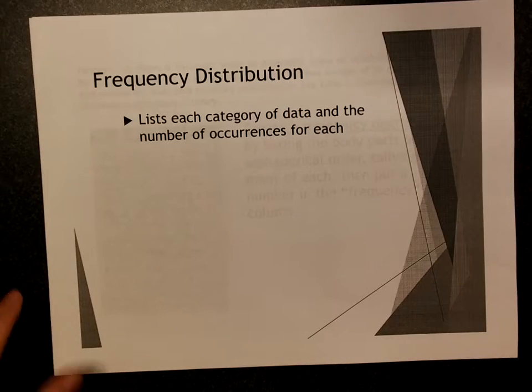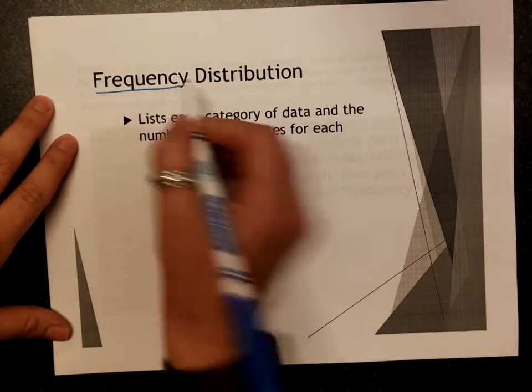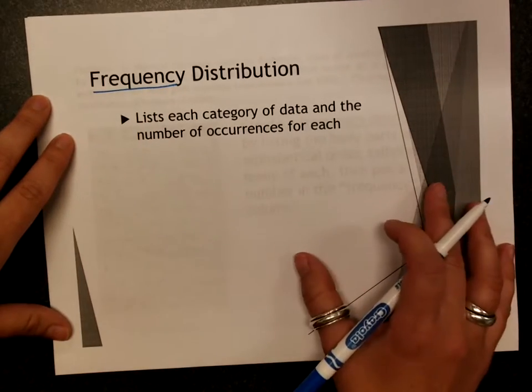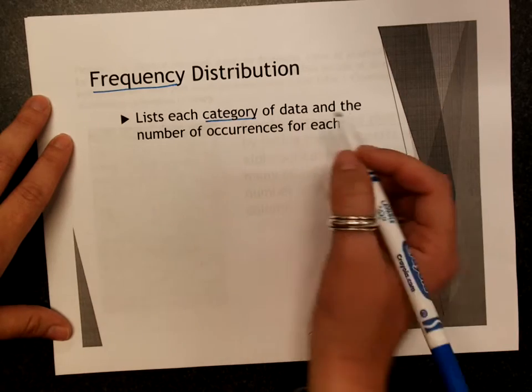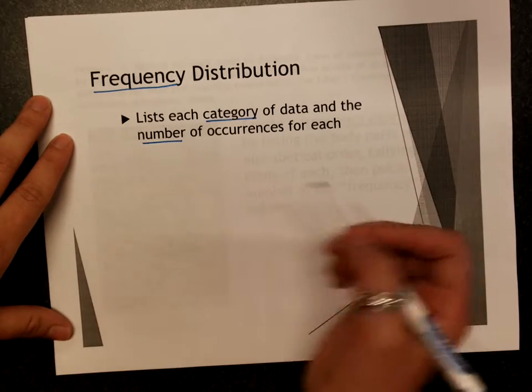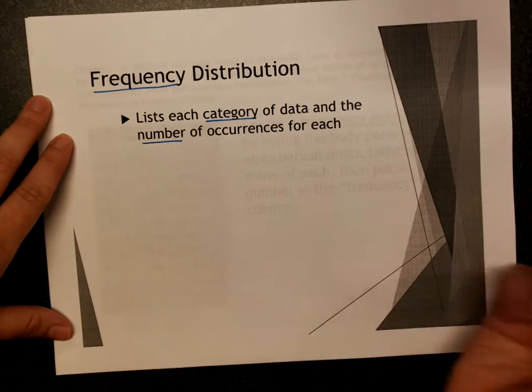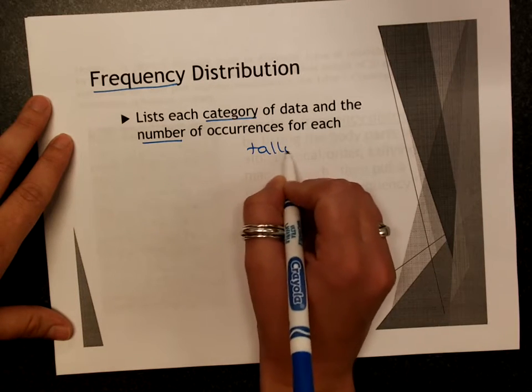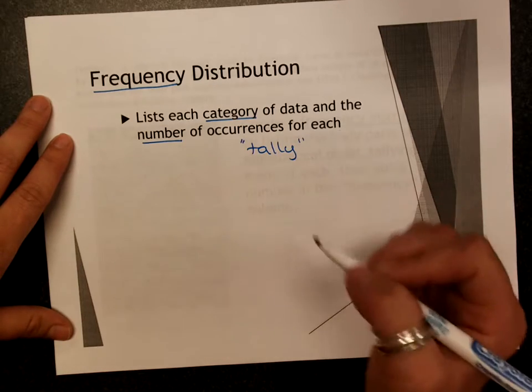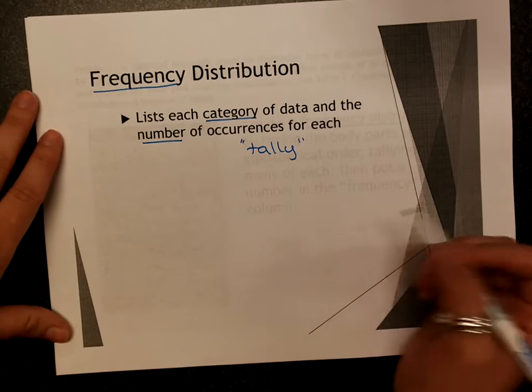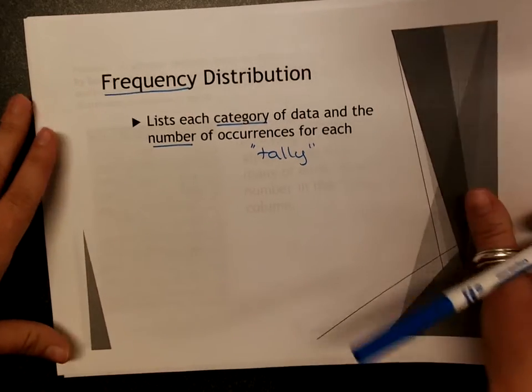And we like to use what's called a frequency distribution to help us organize our information. So we list each category of the data and then the number of occurrences for each of the different categories. It's kind of like a tally of how many occurred in each category. So let's look at an example.